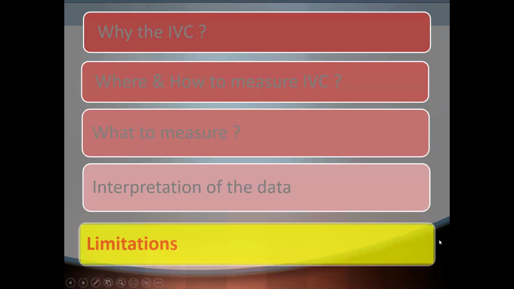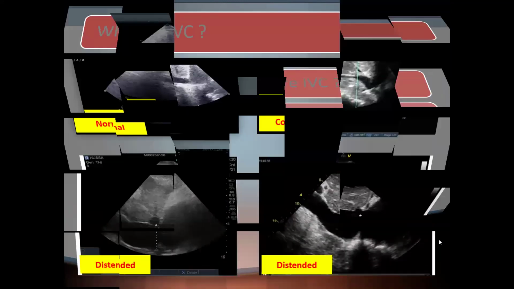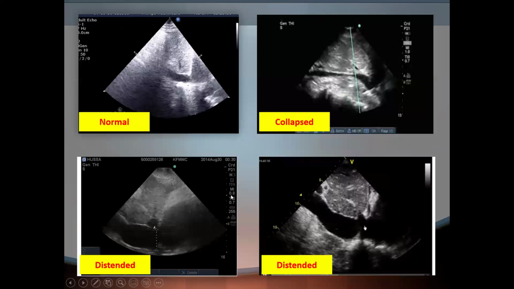The collapsed one is hypovolemic and the distended one is hypervolemic. The normal diameter here means the patient is a normal person, so there is no need for more IV fluid. Here, the IVC is collapsed, so the patient is hypovolemic and needs more fluid, or the patient is a fluid responder.